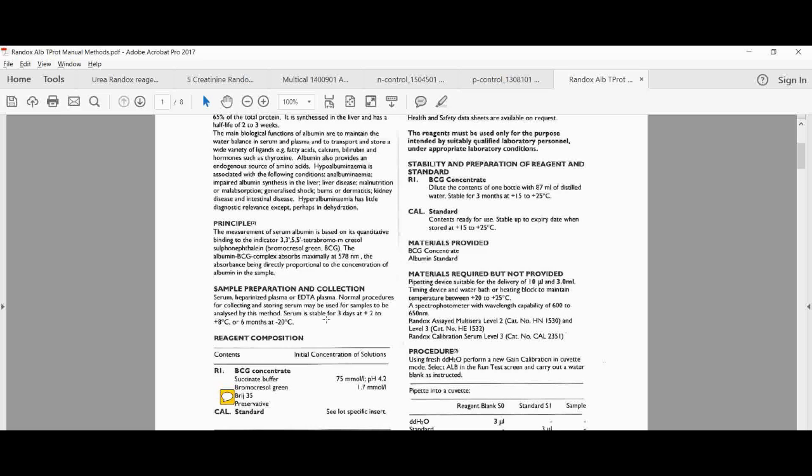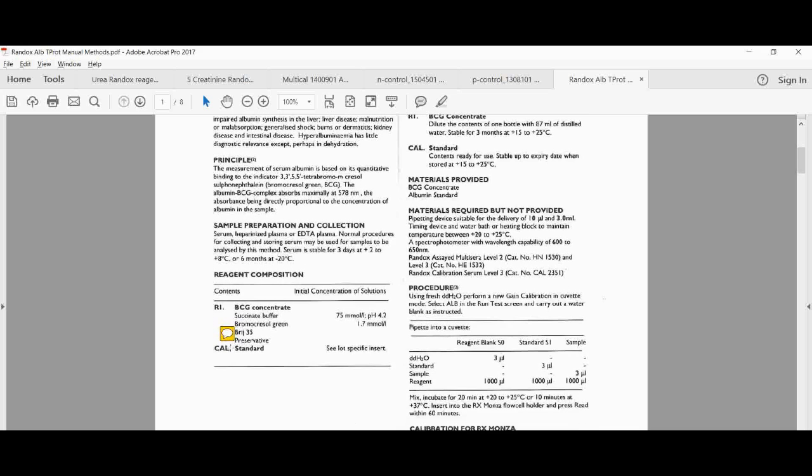So this sample serum is stable for 3 days at 2 to 8 degrees. 2 to 8 degrees is fridge temperature, or the serum can be kept in the freezer for 6 months. Freezer is minus 20 degrees centigrade. Then it also gives information about the reagent composition.